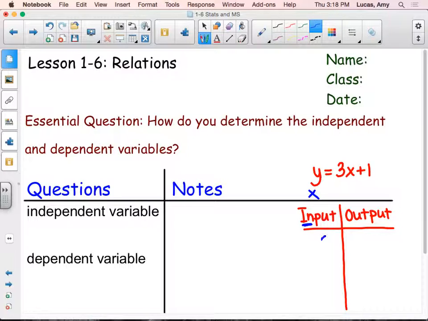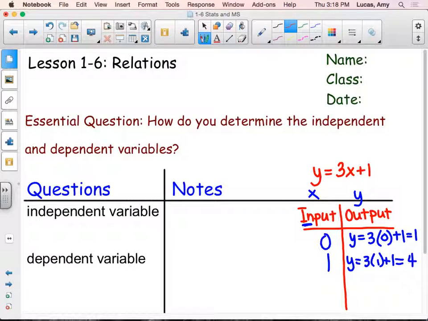So if I put in a number like 0 for x, what do I get out for y? So y equals 3 times 0 plus 1. 3 times 0 is 0, plus 1 is 1. So if I put in 0 for x, I get out 1 for y. So if I pick another value, I can put in like 1 for x. I can put in anything I want, anything at all. So y would equal 3 times 1 plus 1. Well, 3 times 1 is 3, plus 1 is 4. I could keep on doing this forever.